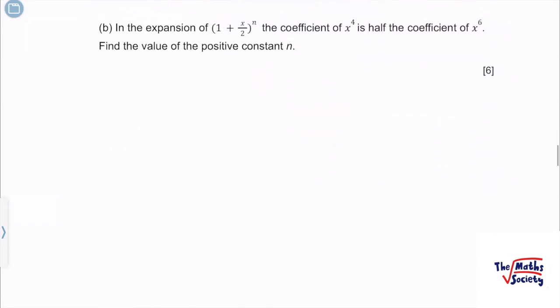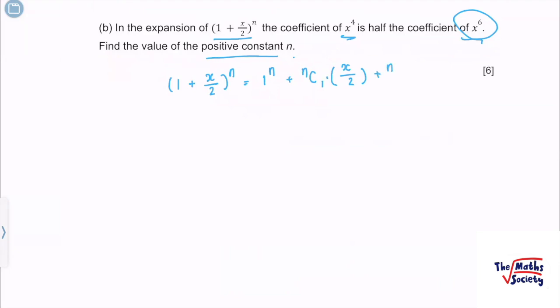So it says that in the expansion of 1 plus x by 2 the whole power n, the coefficient of x power 4 is half the coefficient of x power 6. So we have to find the value of positive constant n. So firstly, we know that 1 plus x by 2 the whole power n, when we expand it, it's going to be 1 power n plus nc1 multiplied by x by 2, plus nc2, and you just have x squared by 2 squared as well.